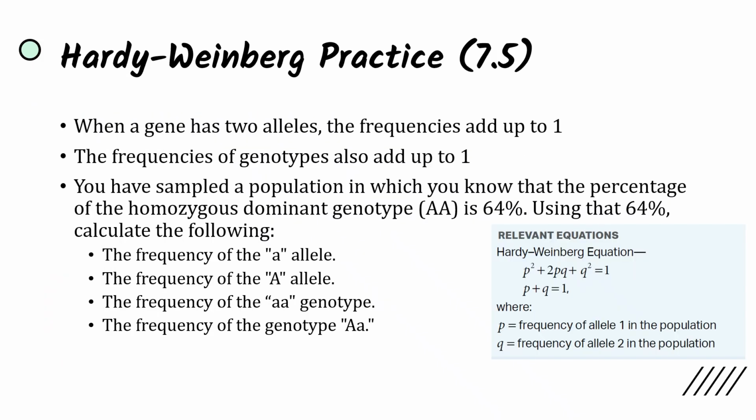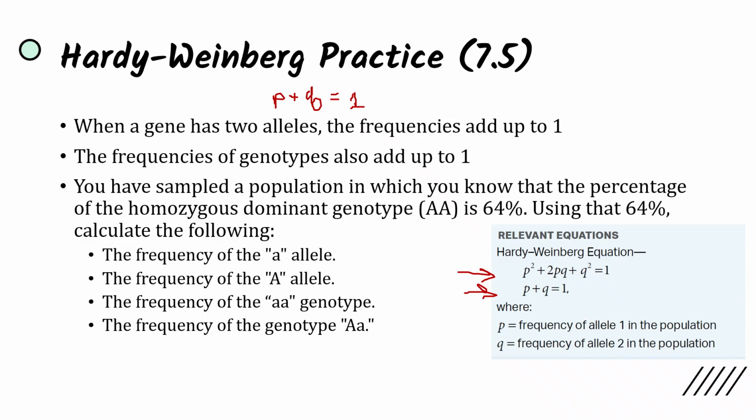So when we talk about the Hardy-Weinberg equation, we're looking at 2 parts here. The first we'll look at is the allele frequency part. When a gene has 2 alleles, the frequencies of those alleles are going to add up to 1. We're going to call our dominant allele P and our recessive allele Q. And so P plus Q, the frequency of the dominant and the frequency of the recessive allele, have to equal 1 together.